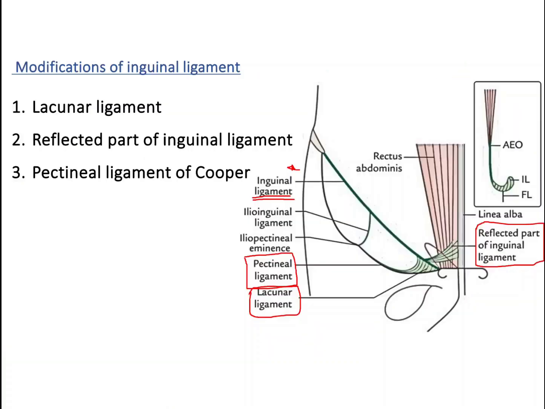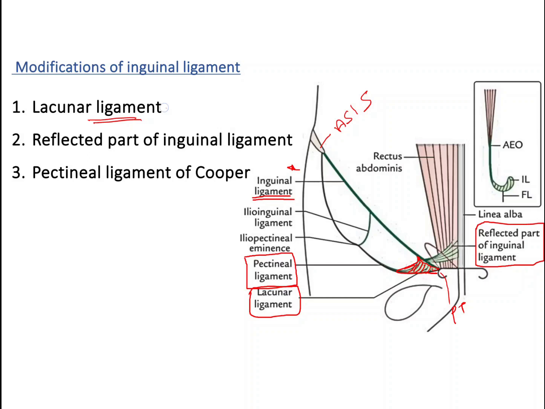Now, you know, the inguinal ligament is the modified lower margin of the external oblique abdominis muscle extending from the anterior superior iliac spine to the pubic tubercle. It has some modifications. First one is the lacunar ligament. From the pubic tubercle, the medial most portion of this inguinal ligament has a triangular modification, that is known as the lacunar ligament, which forms the medial boundary of the femoral canal.